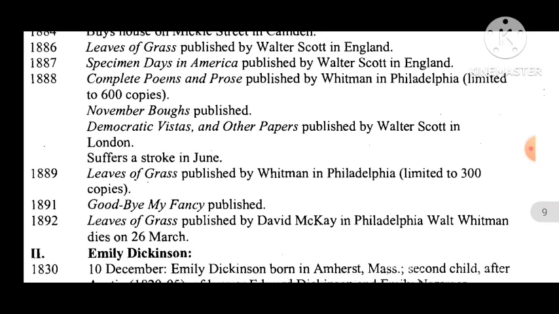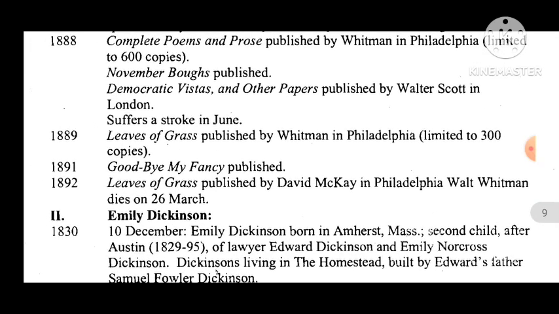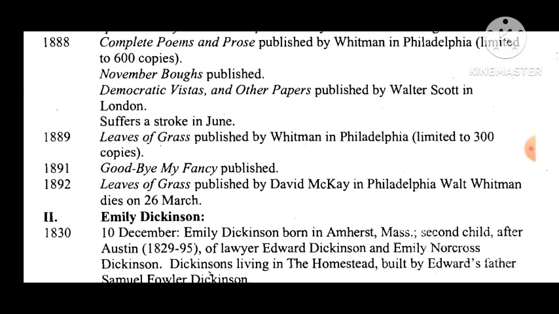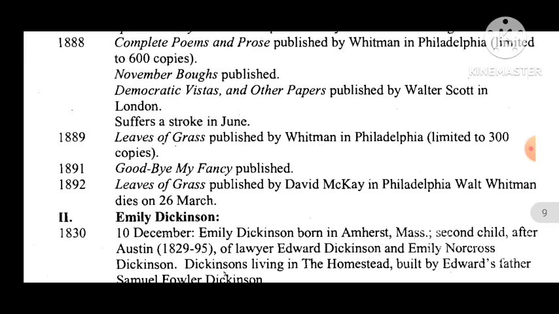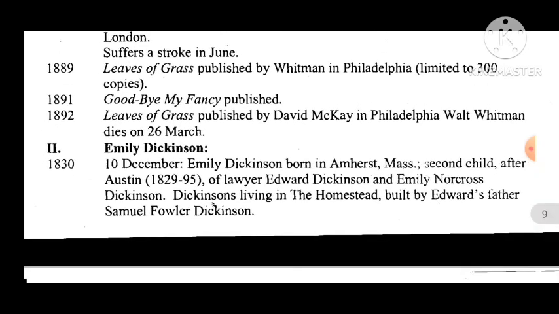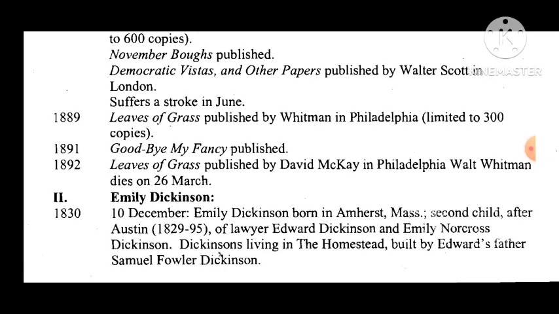So, Complete Poems and Prose published by Whitman in Philadelphia. Then Democratic Vistas and other papers published by Walter Scott in London. Suffers a stroke in June. Then 1889, Leaves of Grass published by Whitman in Philadelphia, limited to 300 copies. 1891, Good-Bye My Fancy published.